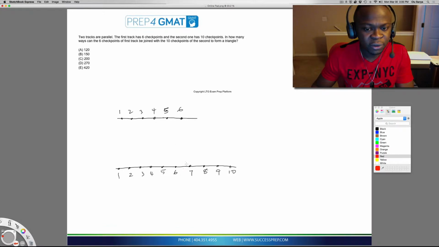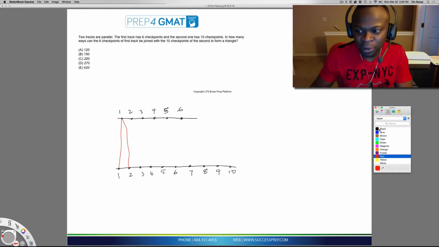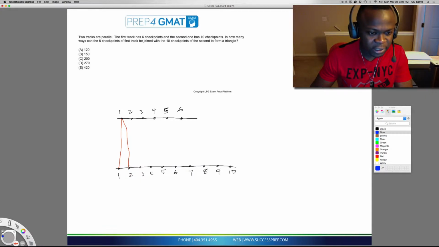All right, so since we've drawn this out, these are the checkpoints, and we want to draw a triangle. Now, there are 2 possible ways your triangle could be drawn. Obviously, a triangle needs to have 3 sides. So we can either pick the head of the triangle from this first row and draw it to 2 points on the second row. It's a horrible triangle. Or you could choose a point from the second row here and draw it to 2 points on the top row.